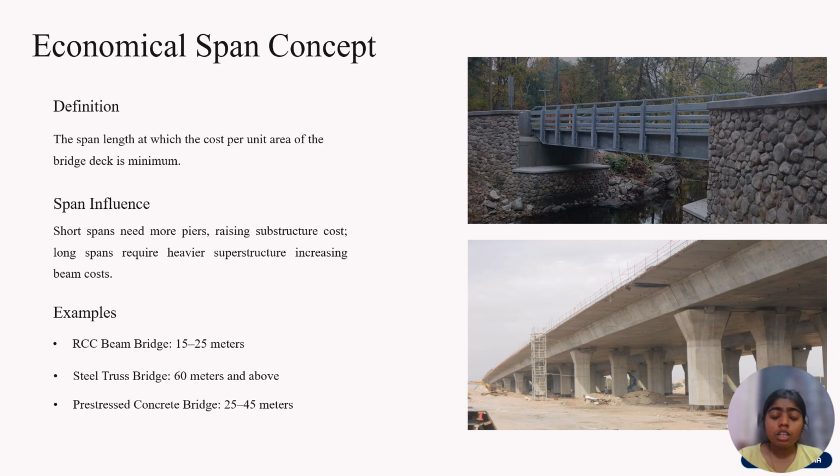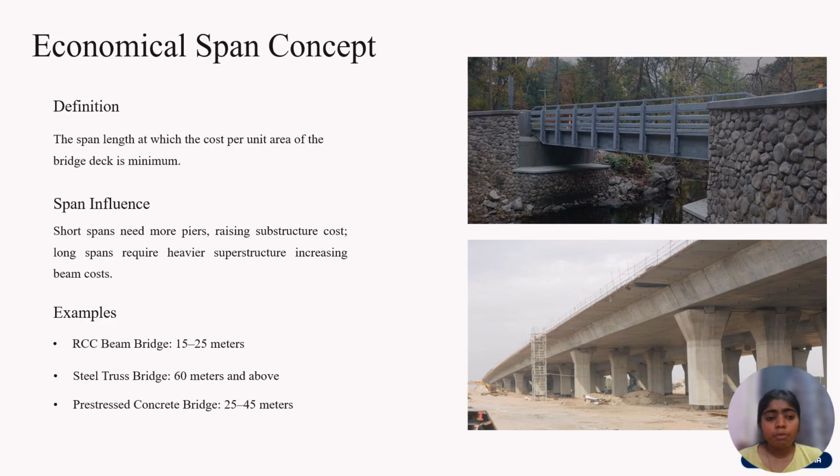This bridge is only made when two states are being connected, not in a normal city or area. But truss bridges and RCC beam bridges you can see in areas for traveling. This is the example. Span influences the economy very much, but moreover, the span and the material, the whole cycle, are interrelated to each other.